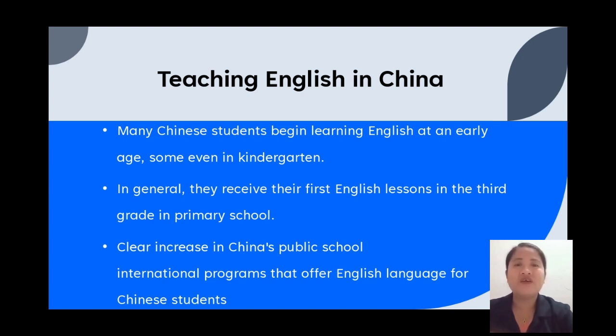But in general, they receive their first English lessons in the third grade in primary school. And there are estimated to be around, I think, 400 million Chinese people learning English, larger than the entire population of the United States. And there's also been a clear increase in China's public school international programs that offer English language for Chinese students hoping for overseas education.